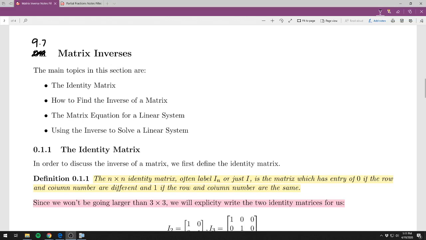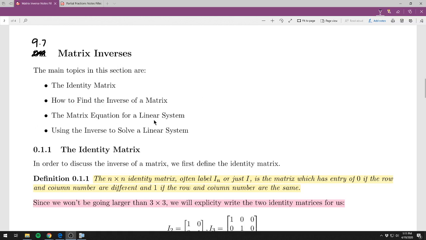This video will be going over section 9.7, which is on matrix inverses. The main topics in here, the first one is to talk about what the identity matrix is. That's going to be very fundamental when we move on to actually finding the inverse of a matrix.